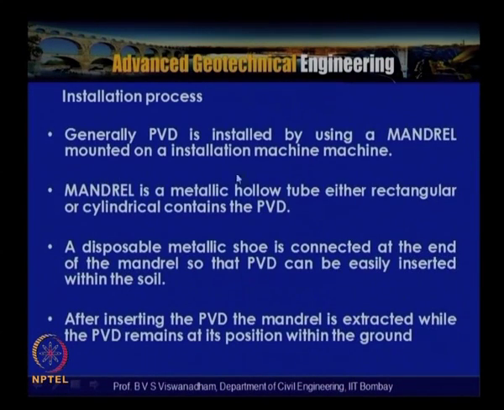So the installation: the PVDs are installed using a mandrel mounted on an installation machine, and the mandrel is a metallic hollow tube, either rectangular or cylindrical, which contains the PVD. A disposable metallic shoe is connected at the end of the mandrel so that the PVD can be easily inserted within the soil. After inserting the PVD, the mandrel is extracted while the PVD remains in its position within the ground.